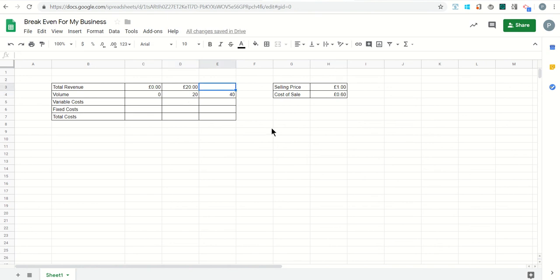If I was to sell 40, selling price of £1, my volume at 40 multiplied by the selling price at £1 would give me £40. So that's my total revenue. So if I sold 40 cakes, I'd be taking £40 on the till, and that's my total revenue. Revenue is the money we're taking.